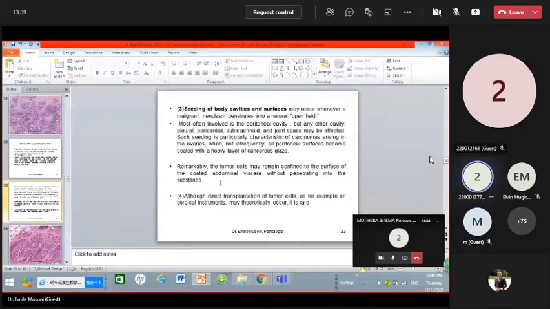For example, some people say once you open a cancer, it can increase the rate of the cancer. This one is not totally true. Most of the time, it is very, very rare. Here they say, although direct transplantation of the tumor cells, as for example on a surgical instrument, may theoretically occur, it is rare.